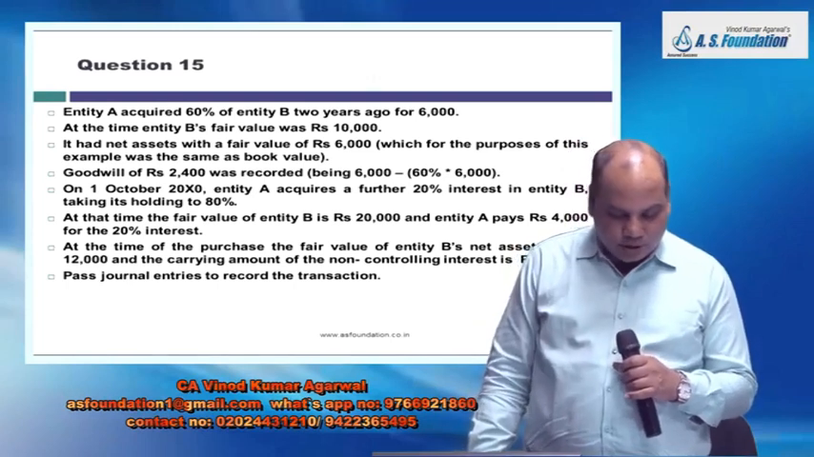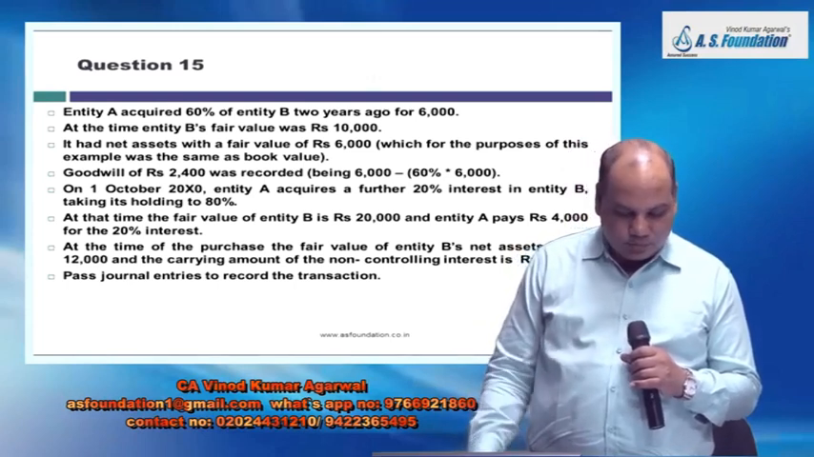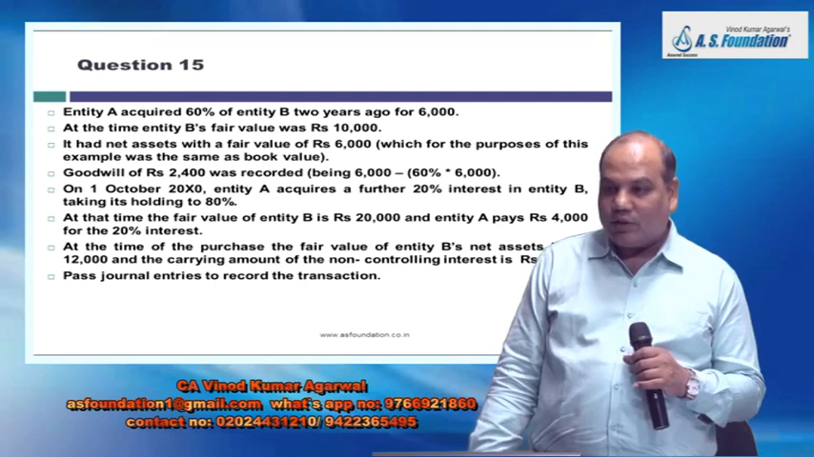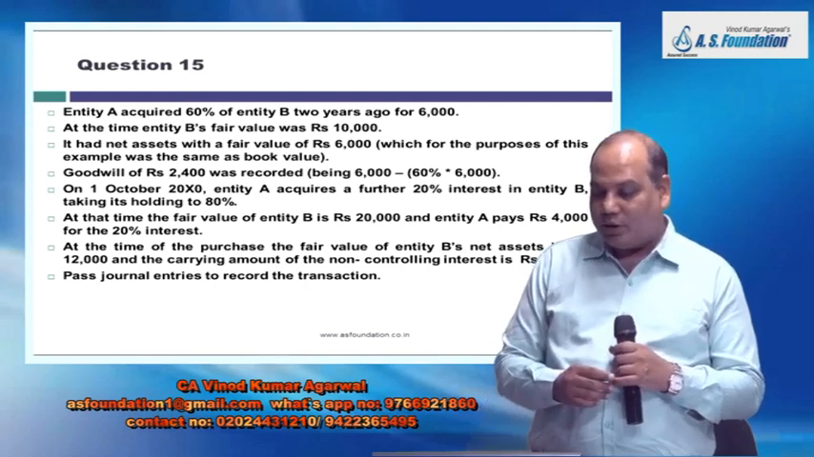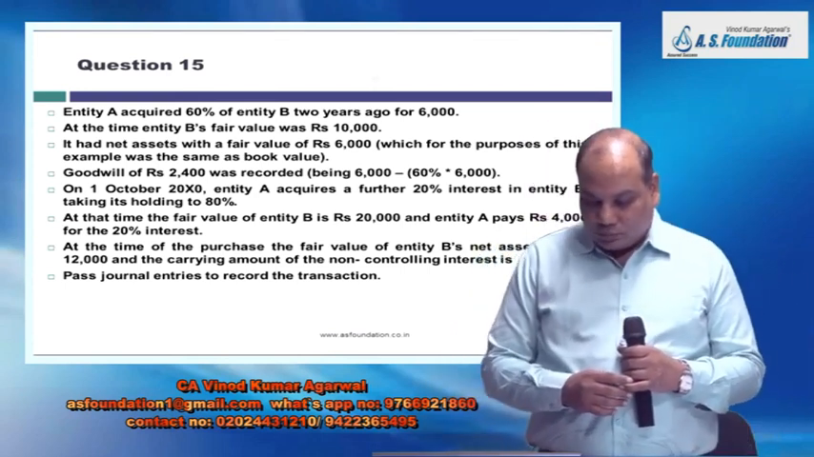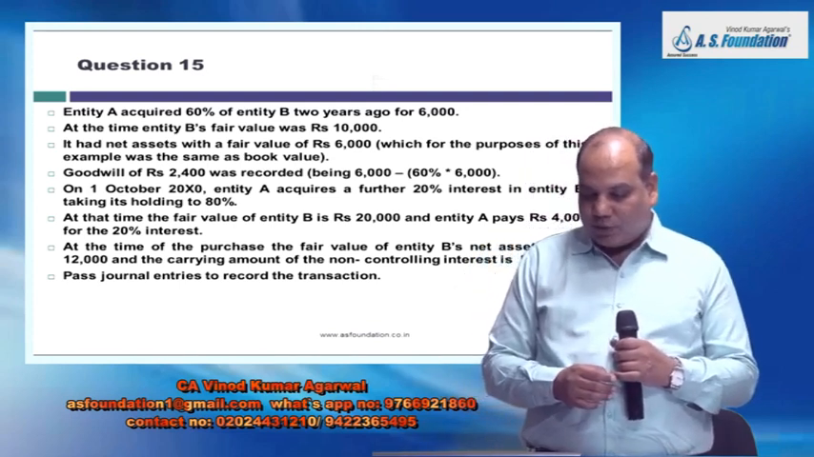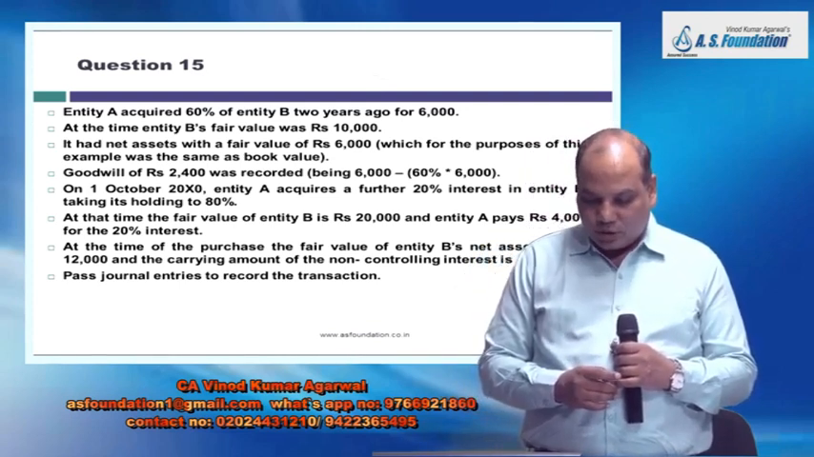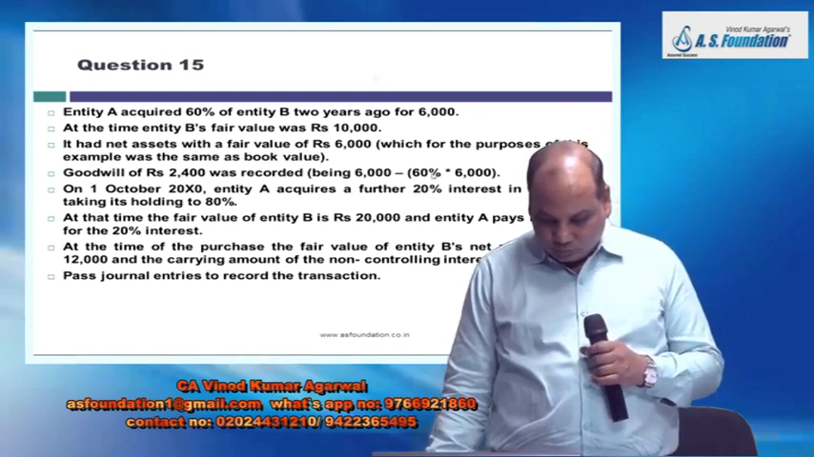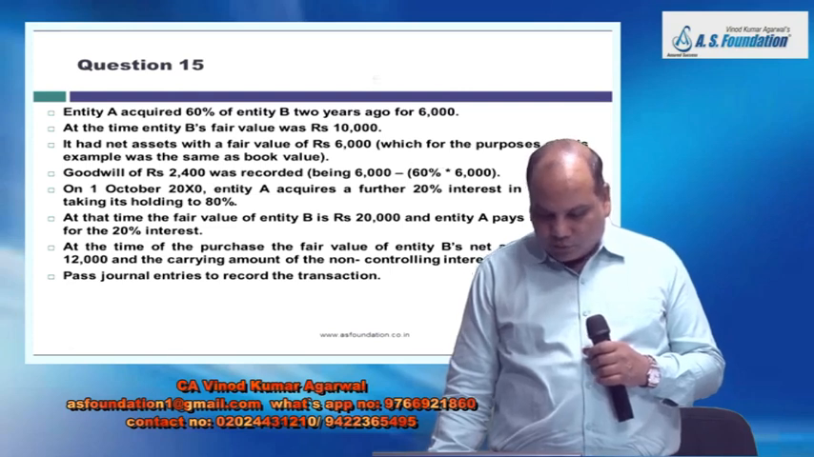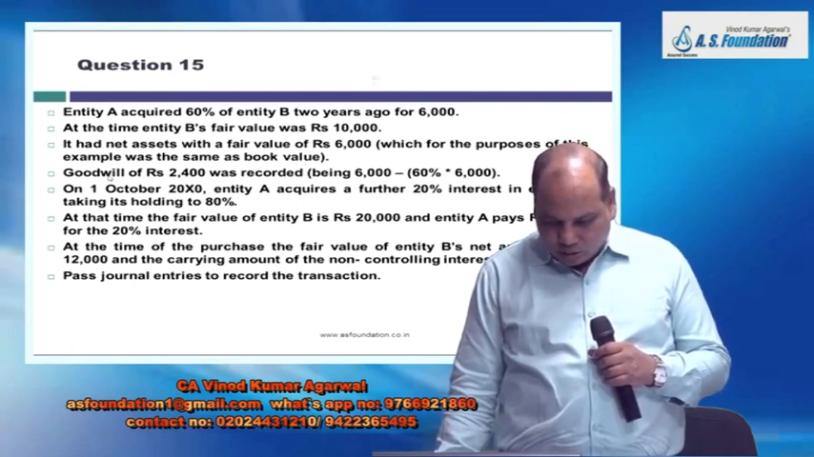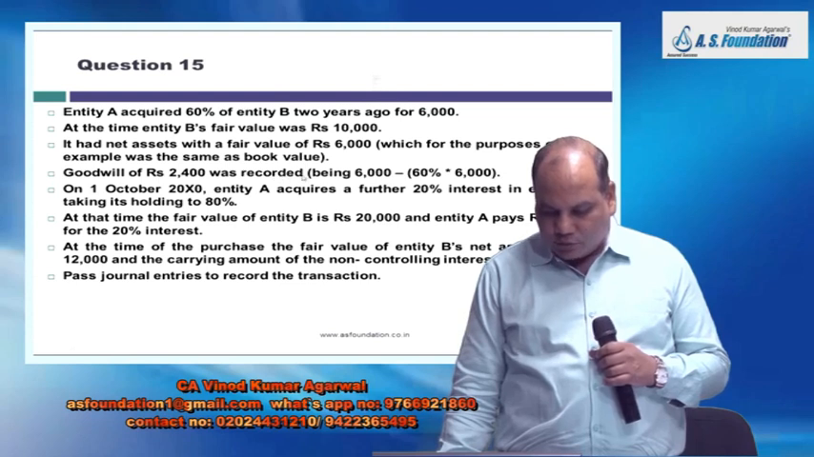Try this. Another question, 15 number. Do yourself. Entity A acquired 60% of the entity B 2 years ago for 6,000. At that time, B's fair value was 10,000. It had net asset with a fair value of 6,000, which for the purpose of this example was same as book value. Goodwill of rupees 2,400 was recorded.